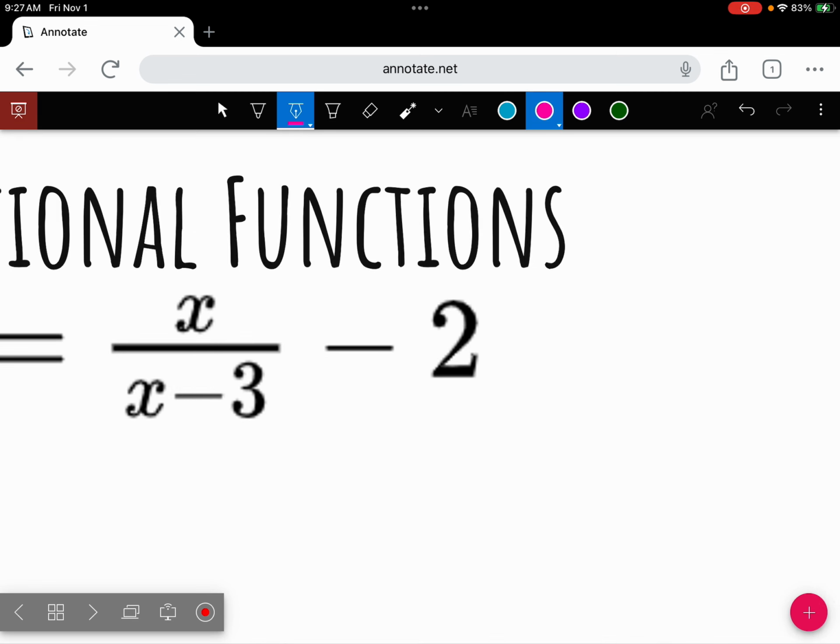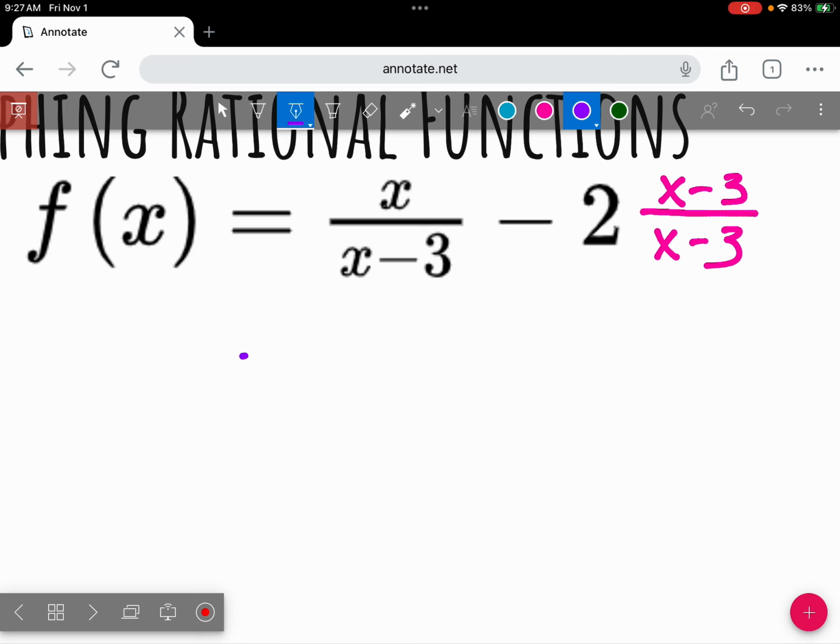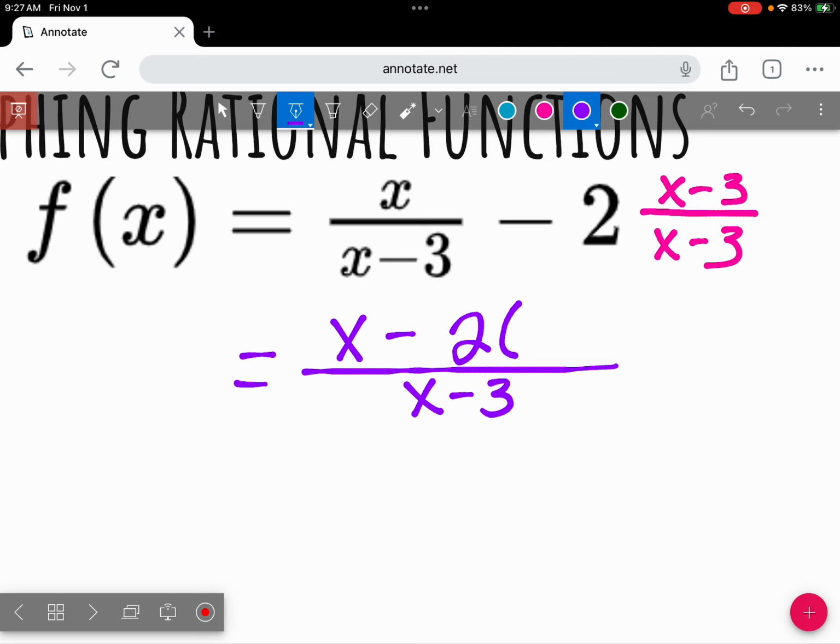Common denominator. So what do I need to multiply my 2 by? X minus 3 over x minus 3. So my function's going to be having a denominator of x minus 3. We have x minus 2 times x minus 3, like this. And then we need to simplify it.